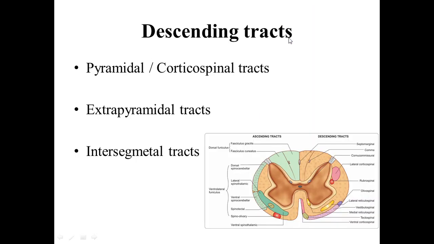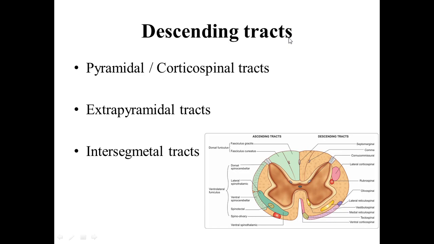Now descending tracts. Now there are three types of descending tracts. The pyramidal tract, also known as corticospinal tract. So this corticospinal tract extends from cerebral cortex to skeletal muscles for voluntary movements. Then extrapyramidal tracts extend from brainstem to the spinal cord for postural control of proximal muscles, and they control the autonomic nervous system.